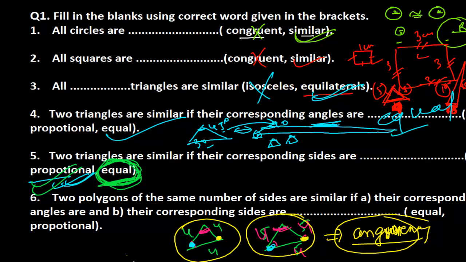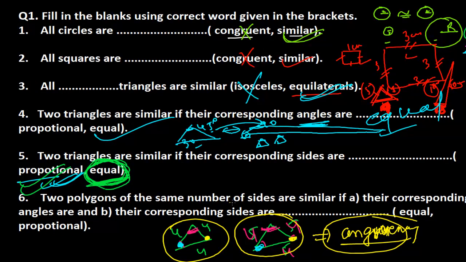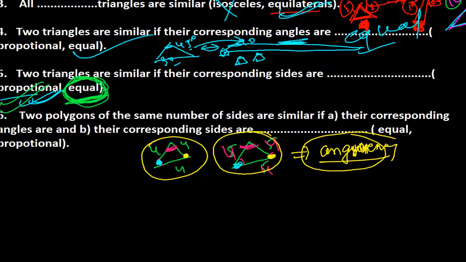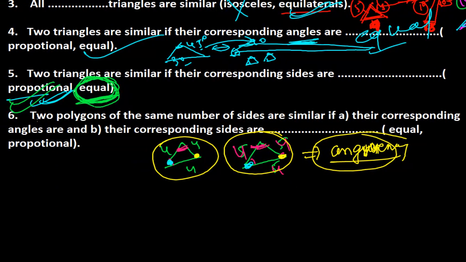Okay, now the next point: two polygons of the same number of sides are similar if their corresponding angles are equal. Two polygons of the same number of sides means if it is a pentagon, the other should also be a pentagon; if it is a hexagon, the other should also be a hexagon. So first you need to say angles should be equal, and their corresponding sides should be proportional. Exactly, it is given in order, right? Their corresponding sides should be proportional and angles must be equal.